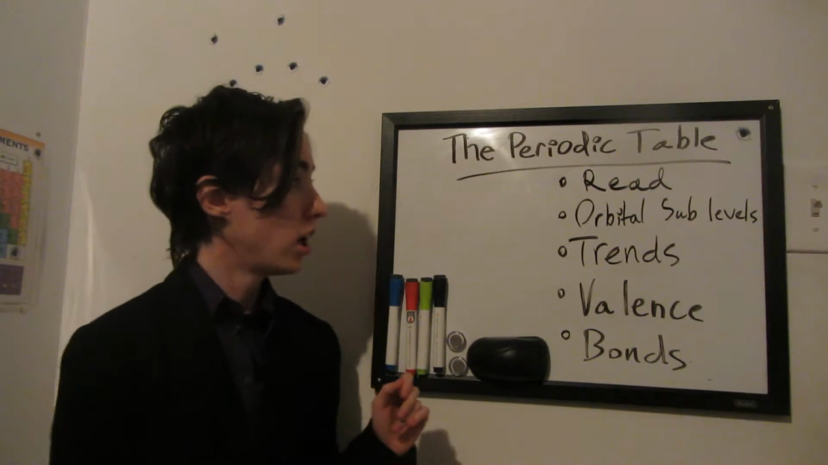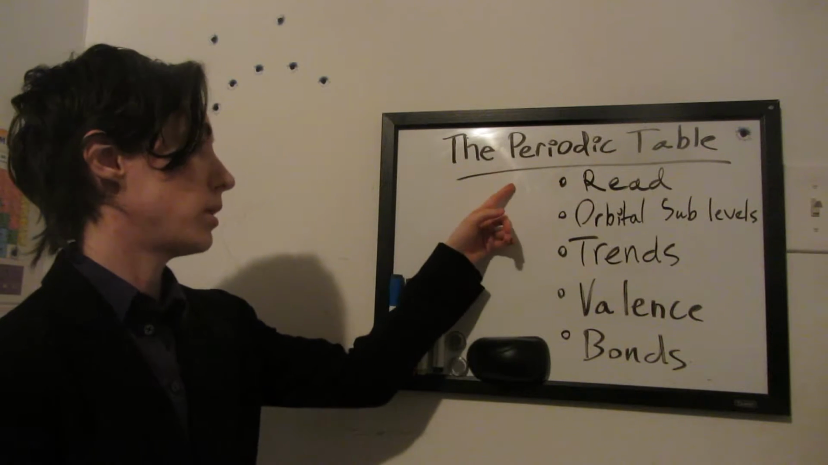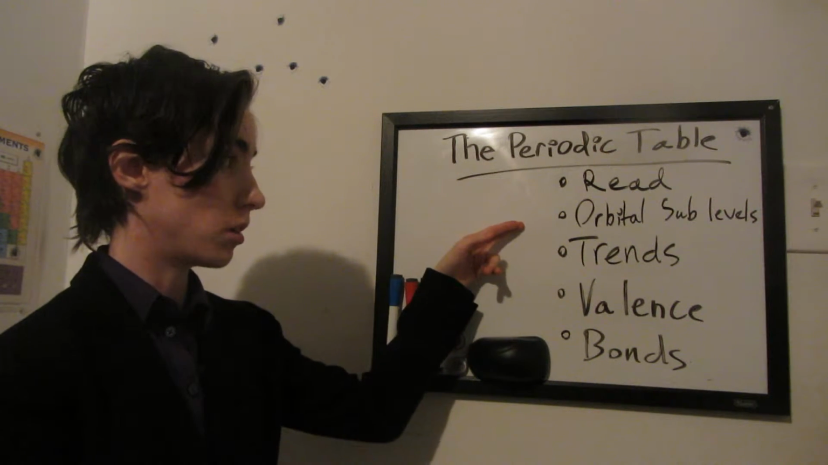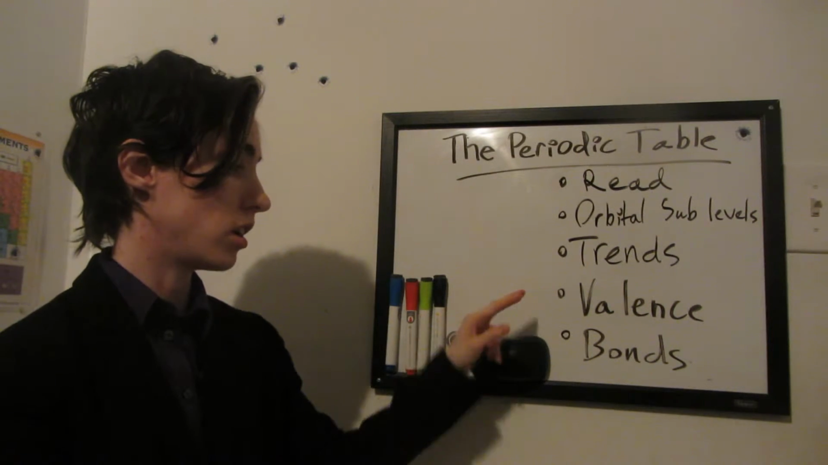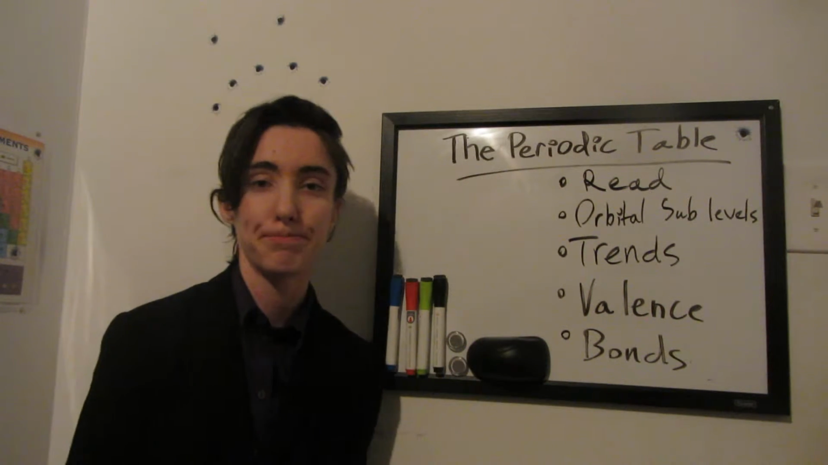videos. Now, we will begin today with reading the periodic table and discussing orbital sublevels, just the definition, periodic trends, valence electrons, and some of the most common types of bonds.